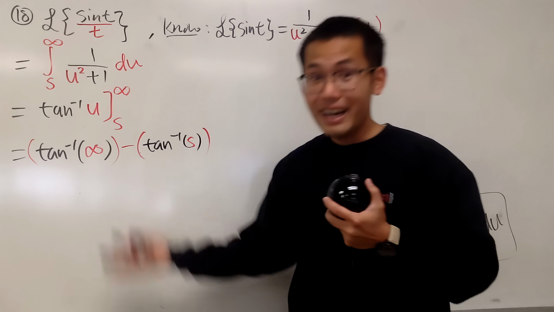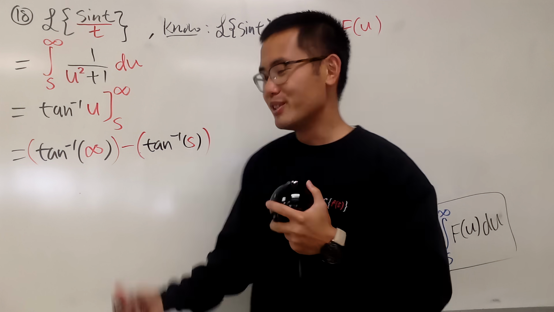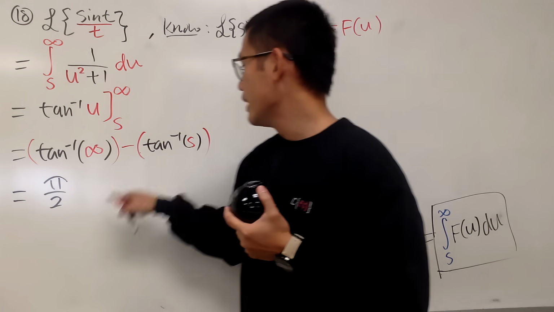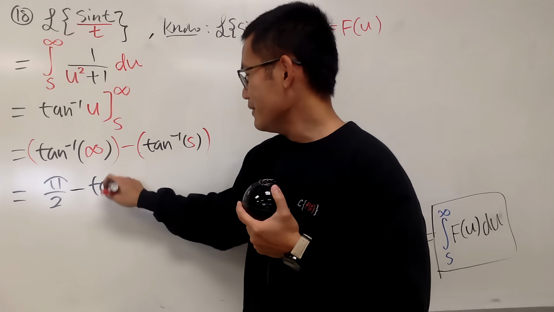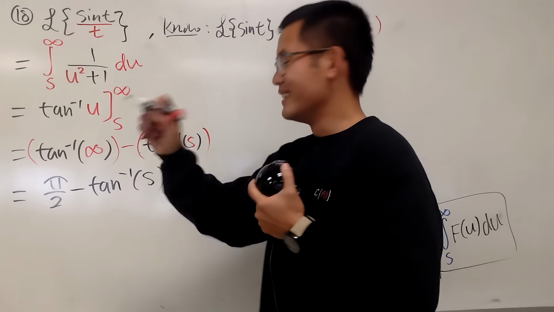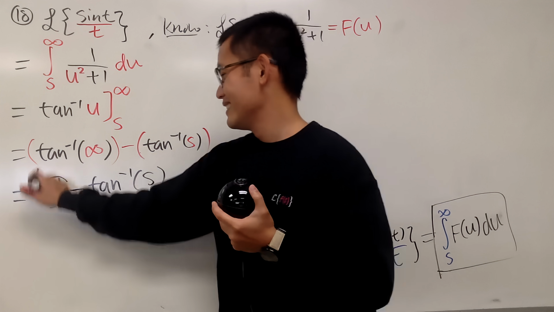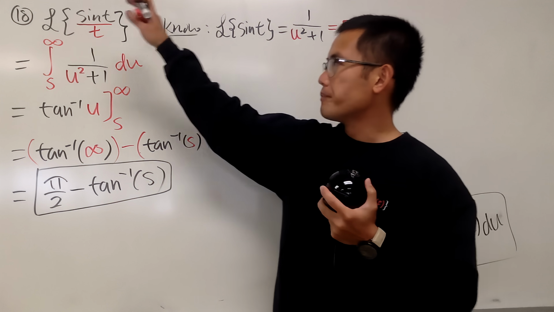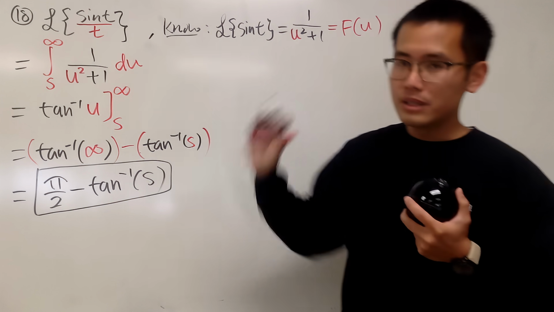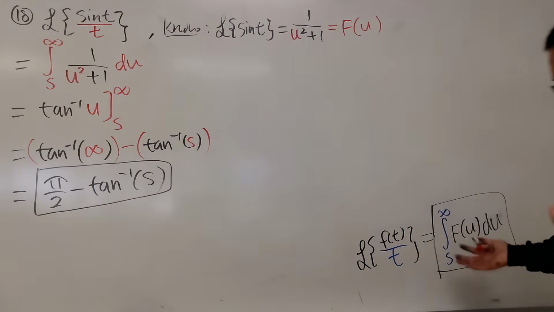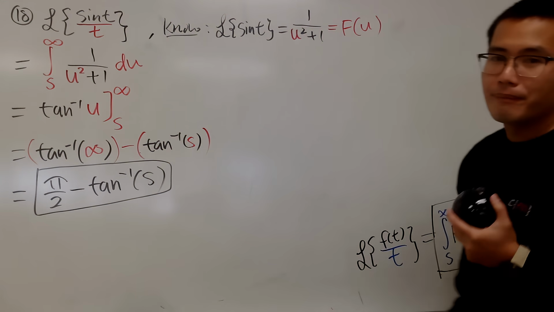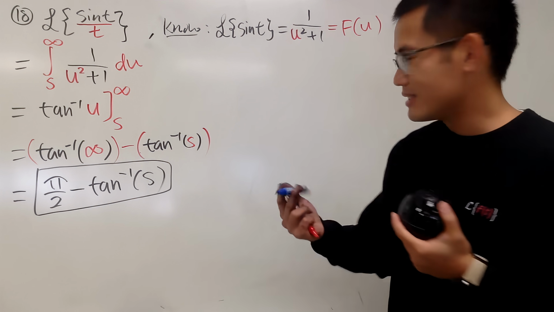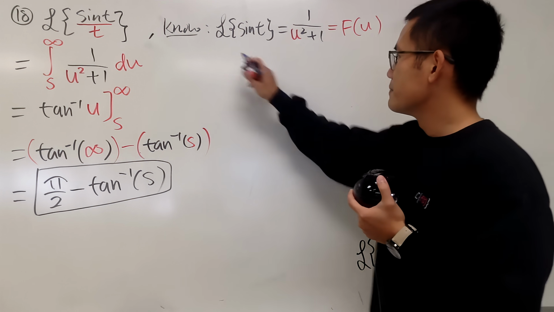This right here is what? Pi over 2, as I said earlier. So we get pi over 2, and then minus inverse tangent of s. Look at that. How cool is this? Yes, this is the Laplace transform of sine t over t. Very, very nice, thanks to this formula. This is number 18, and then I'm almost done, but some honorable mention.